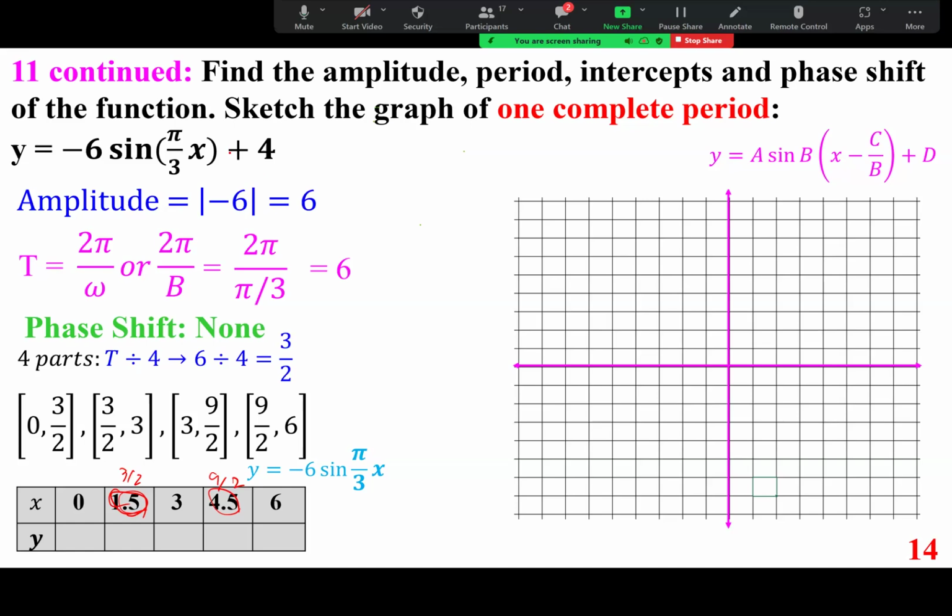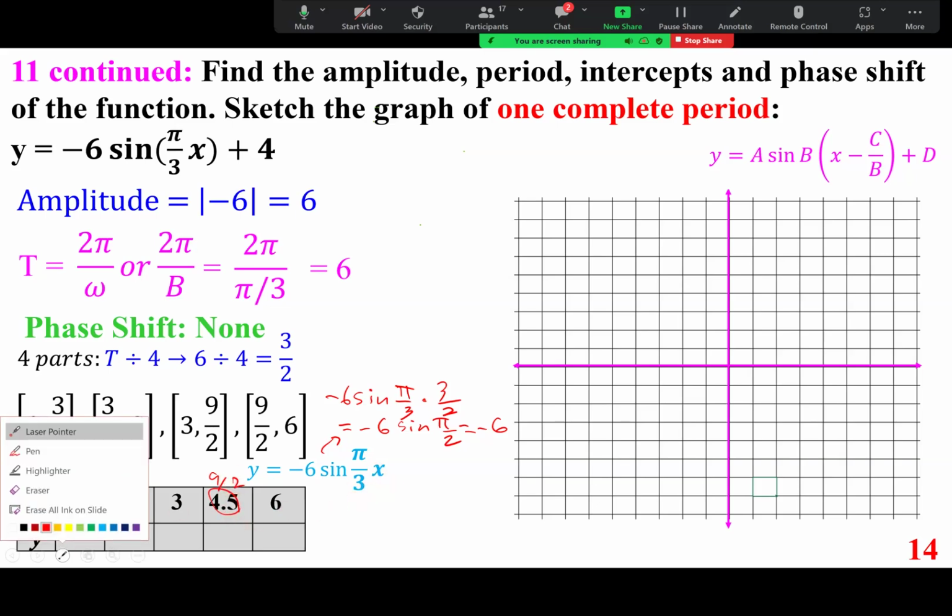If I put 3/2 here, it's -6 sine of pi over 3 times 3/2, which equals -6 sine of pi over 2. Everybody knows sine of pi over 2 is 1. So -6 times that is -6. If I put 3 here, times pi over 3 is pi, sine becomes 0. If I put 6, pi over 3 times 6 is 2 pi, becomes 0.